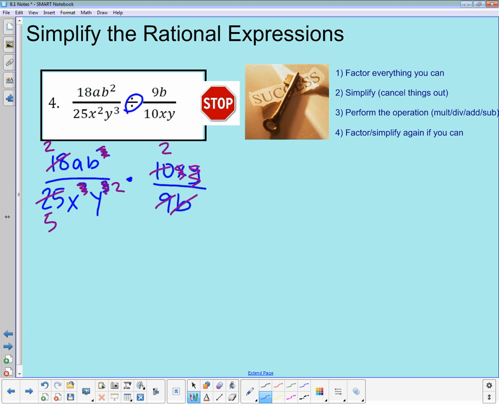Okay, I have a little bit more left over here than I had in the last question. I have a 2 times a 2. That gives me 4. I also have the a and the b, so 4ab on top. On the bottom, I have a 5, I have an x, and I have a y to the second power, so 5xy squared. Nothing else to reduce, no more variables to cancel out. That's my answer.